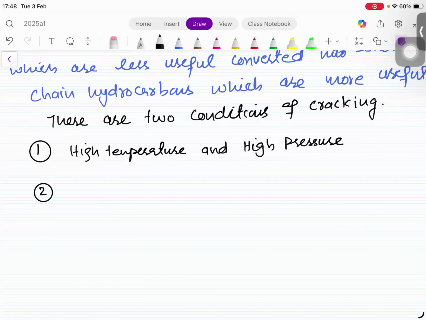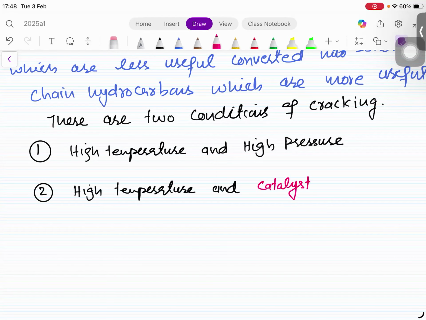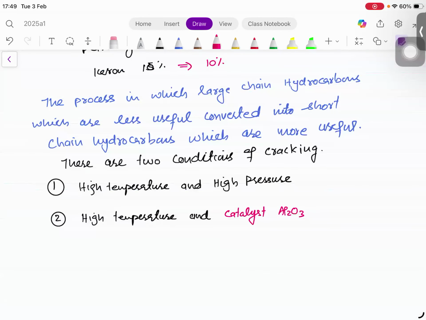Or, at times, high pressure is expensive to achieve. So at times they use high temperature and a catalyst, which is aluminum oxide and silicon dioxide. So the other way is, if you don't have high pressure, just heat it in the presence of these two catalysts, aluminum oxide and silicon dioxide.